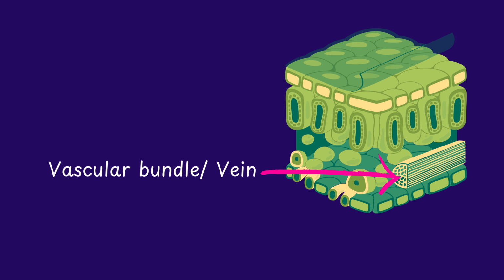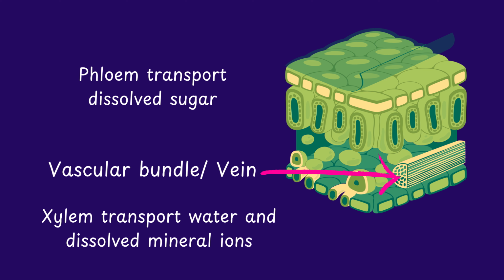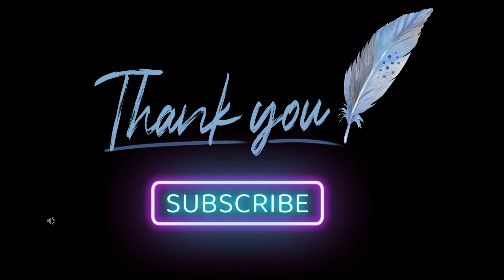Lastly, we have the vascular bundle, also called the vein. The vascular bundle is made up of the xylem, which transports water and dissolved mineral ions, and the phloem, which transports dissolved sugar. All of the features we have described and explained just now will allow for the leaf of the plant to carry out photosynthesis efficiently. I hope you now have a better understanding of this topic.